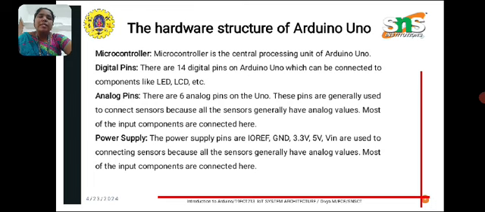There will be a power supply. Power supply pins are IOREF, ground, 3.3 volt, 5 volt and Vin, which are used for connecting sensors. Because all the sensors generally have analog values, most of the input components are connected here.